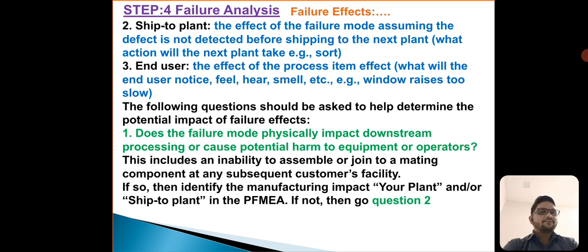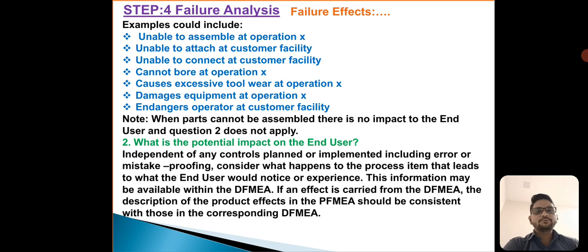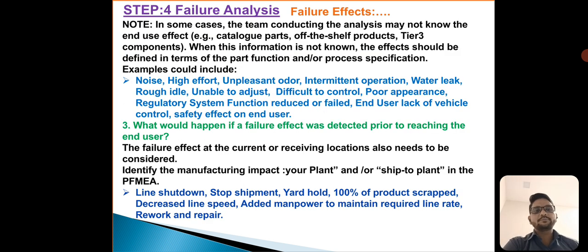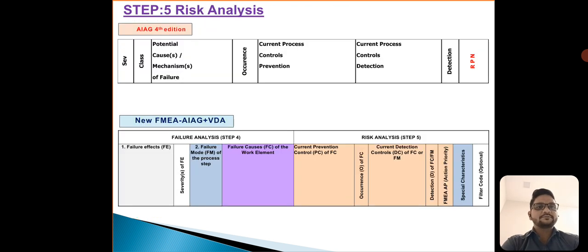Now the following questions should be asked to help determine the potential impact of failure effect. First, does the failure mode physically impact downstream processes or cause potential harm to equipment or operator? Second, what is the potential impact on the end user? And third, what would happen if the failure effect was detected prior to reaching the end user? These three questions we need to ask.